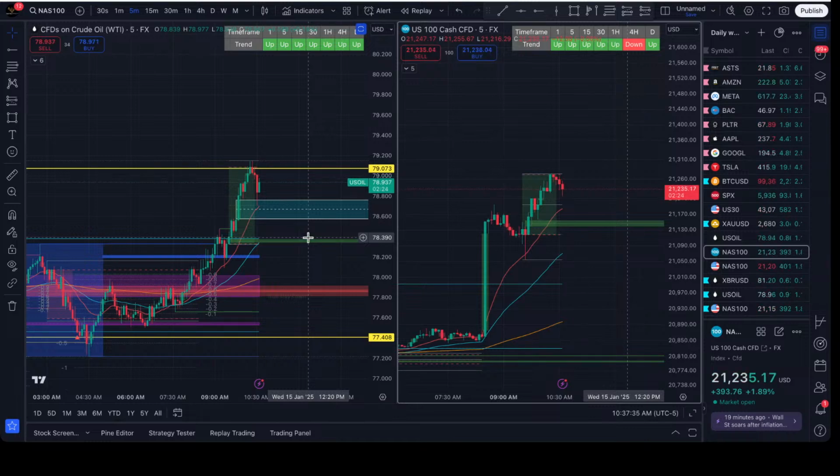But again, this is one of those weeks. CPI, PPI we normally avoid. But this is unfortunately what the week looks like.